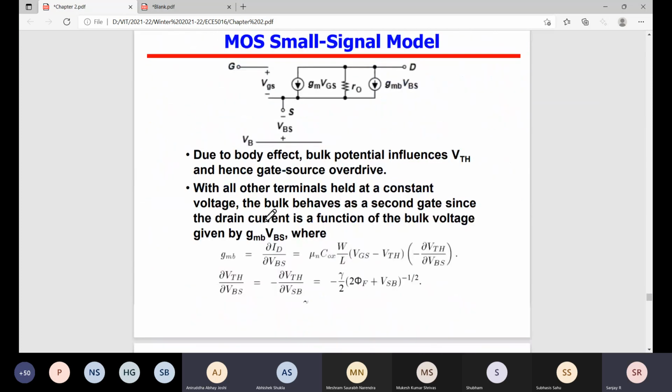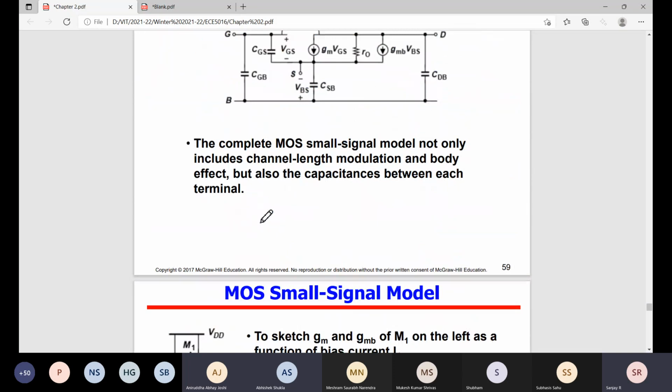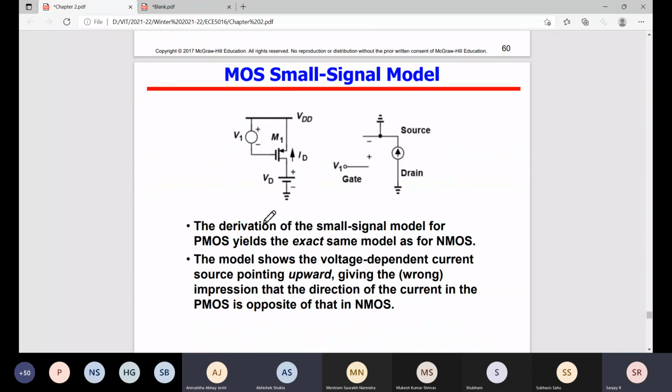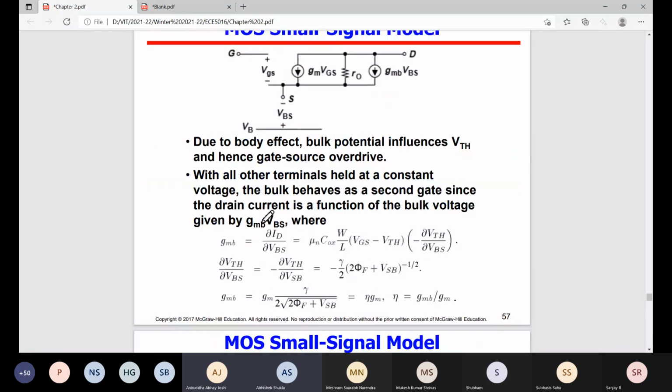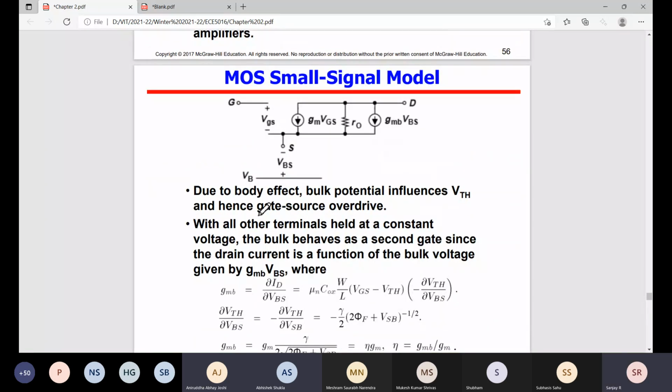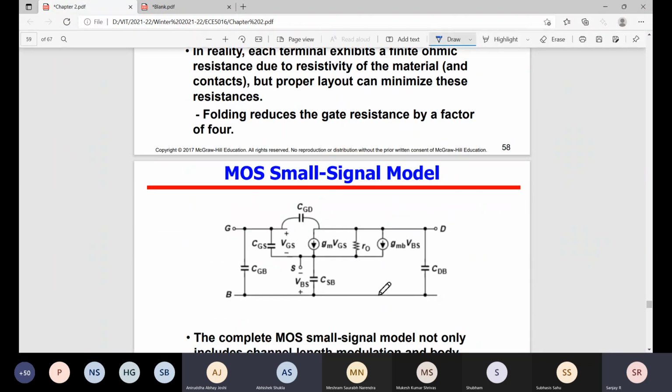The next thing is the body effect. Time is 9:50. So the body effect I will take in the next class. No problem. I need to cover the body effect and the final small signal model then. I will take it in the next class. So any doubts here?